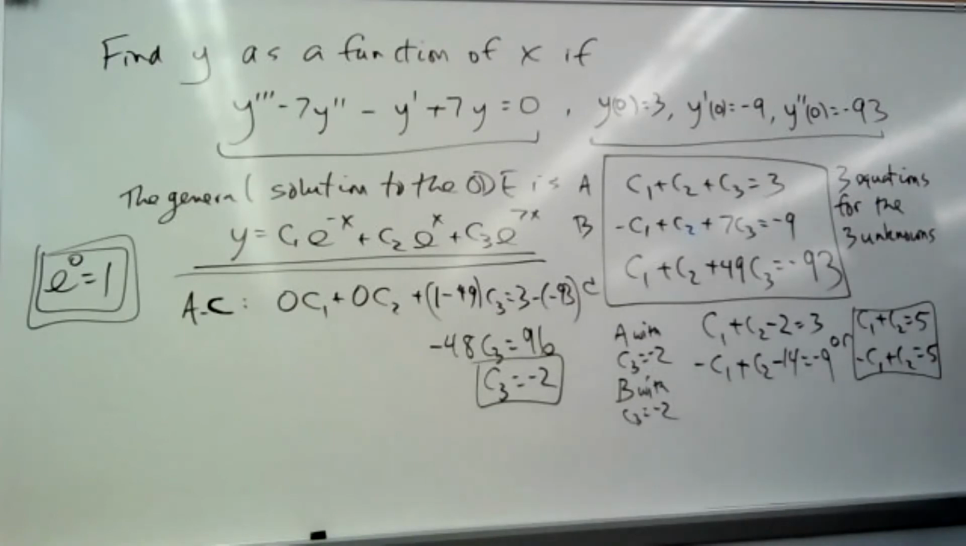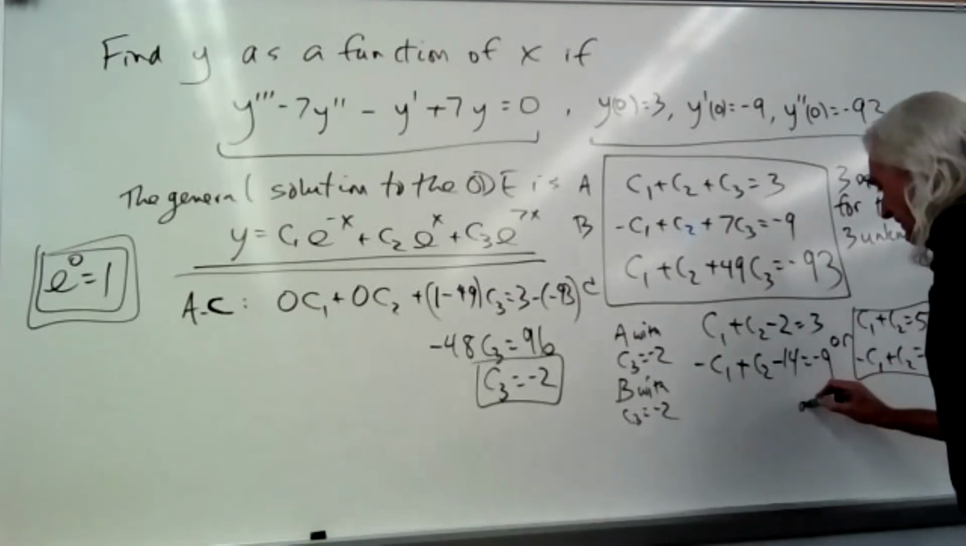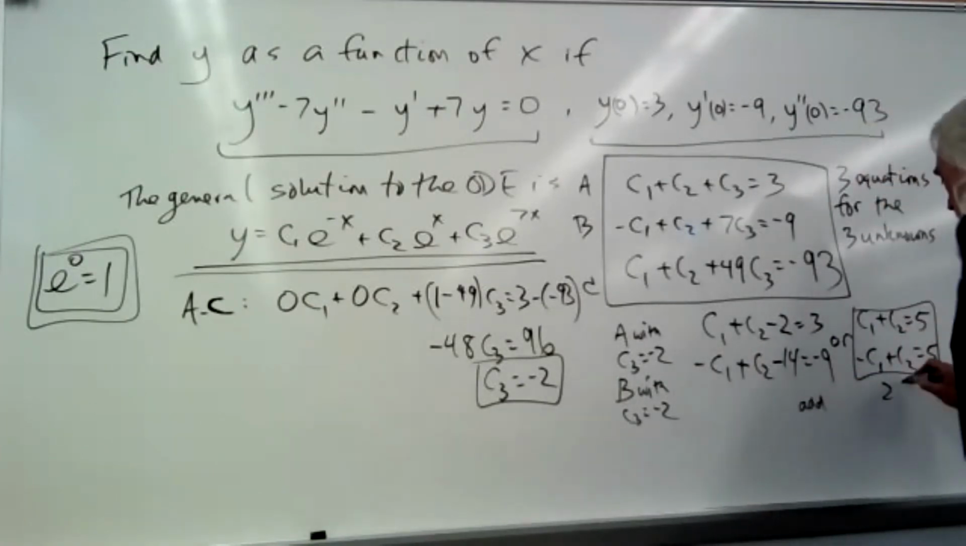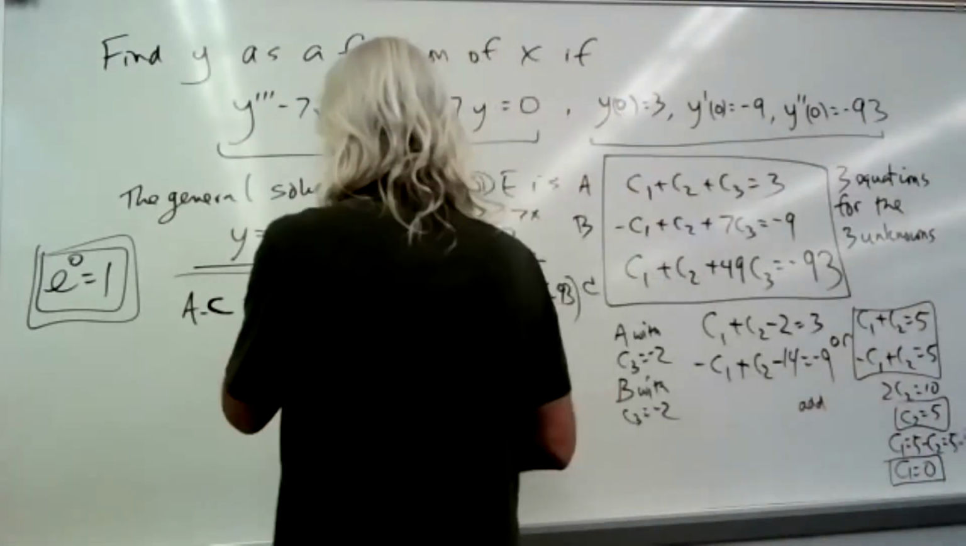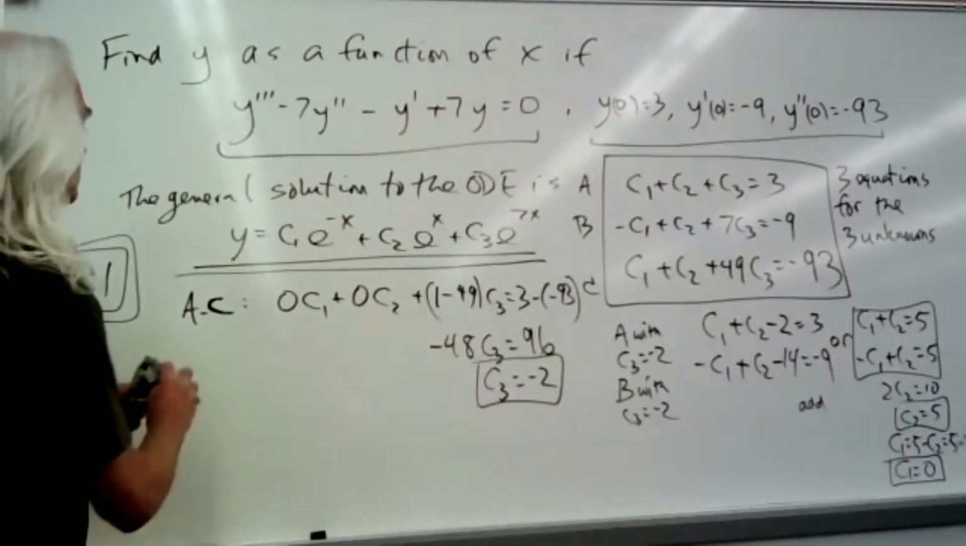So that's now a pretty easy system of two equations and two unknowns. I can add them, and I get 2C2 equals 10, or C2 is 5. And now that I have C2 is 5, I can say C1 is 5 minus C2, which is 5 minus 5. C1 is 0. Cool. All right, so I know that we have our general solution.